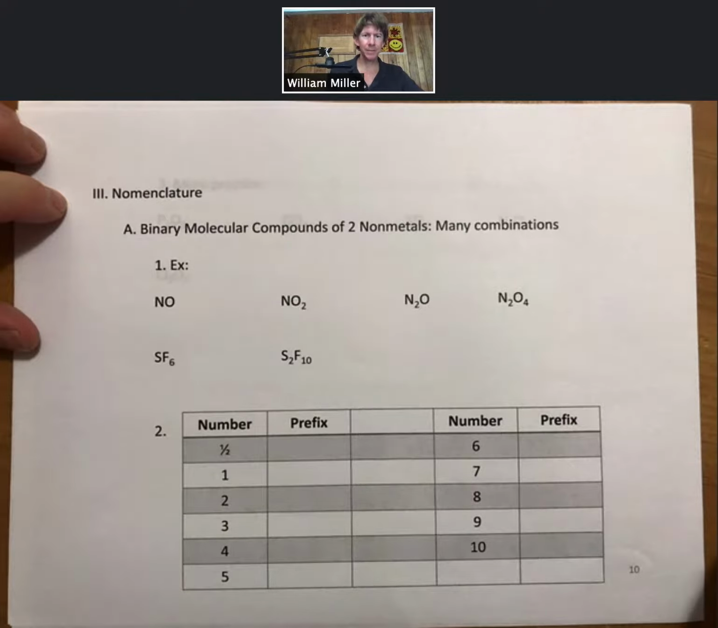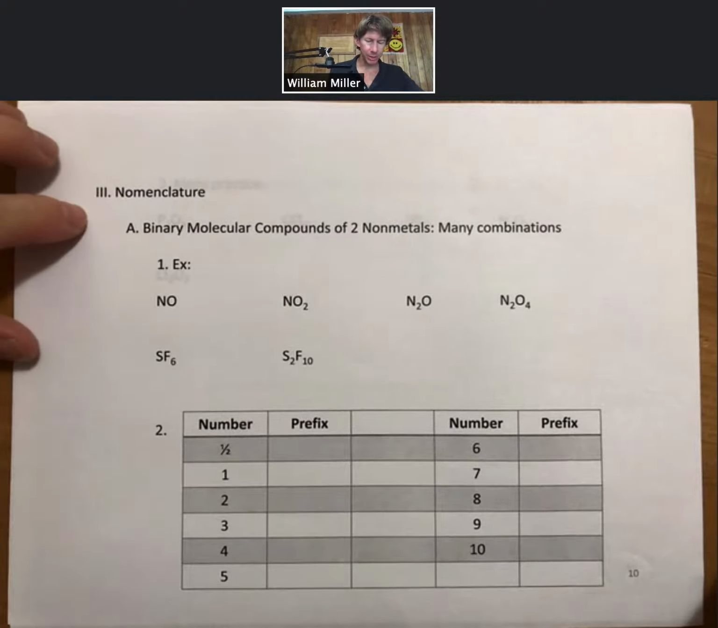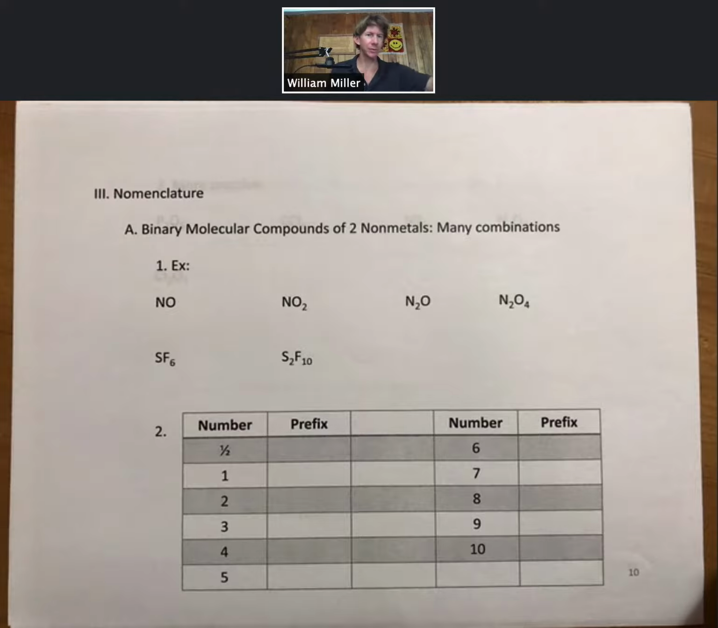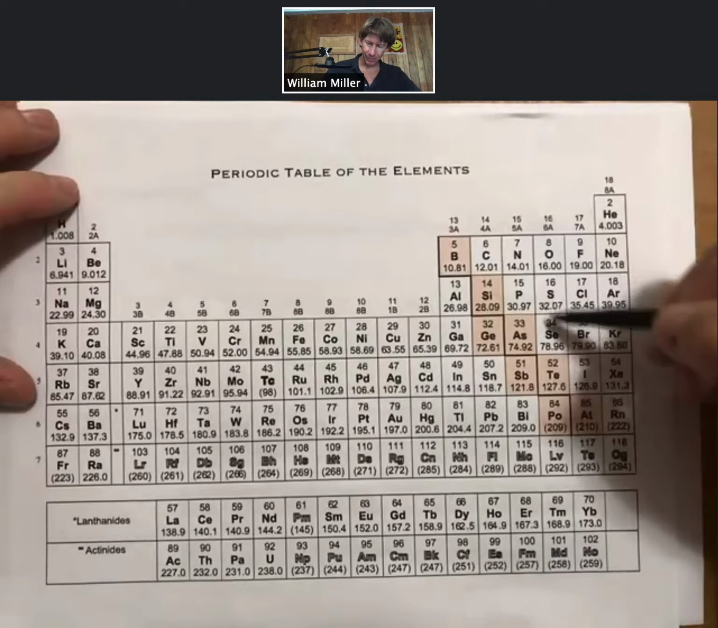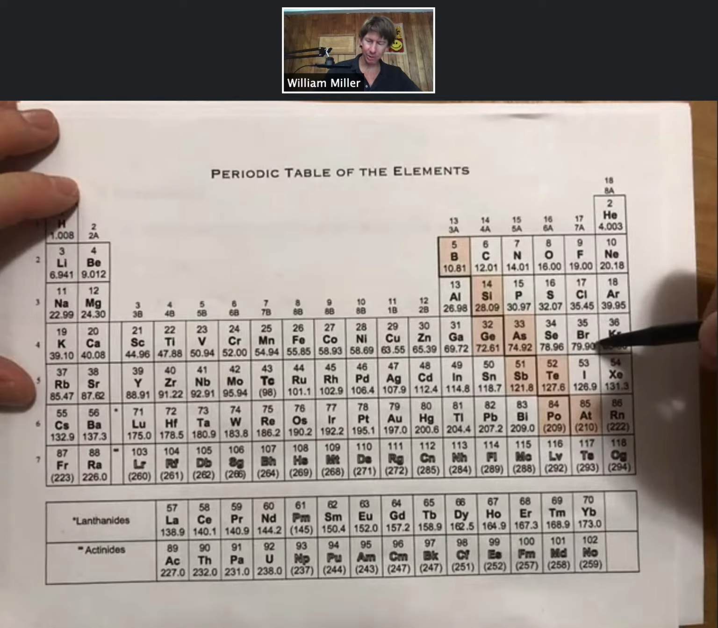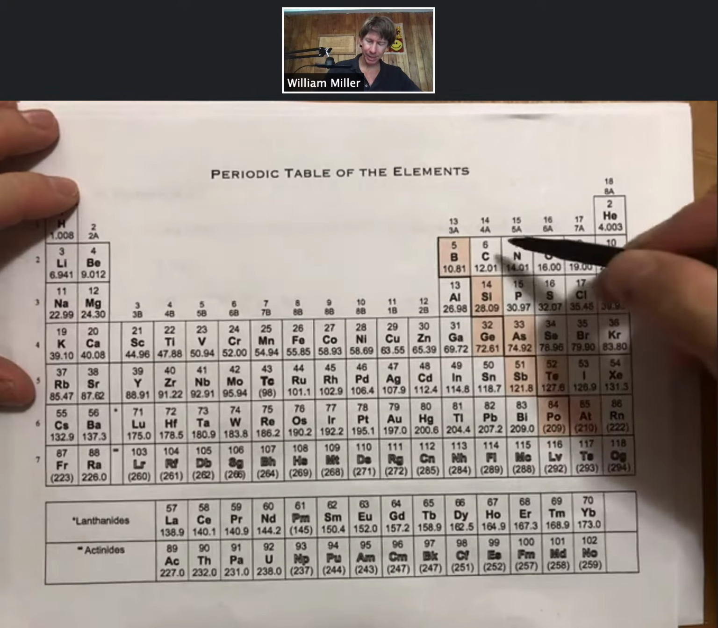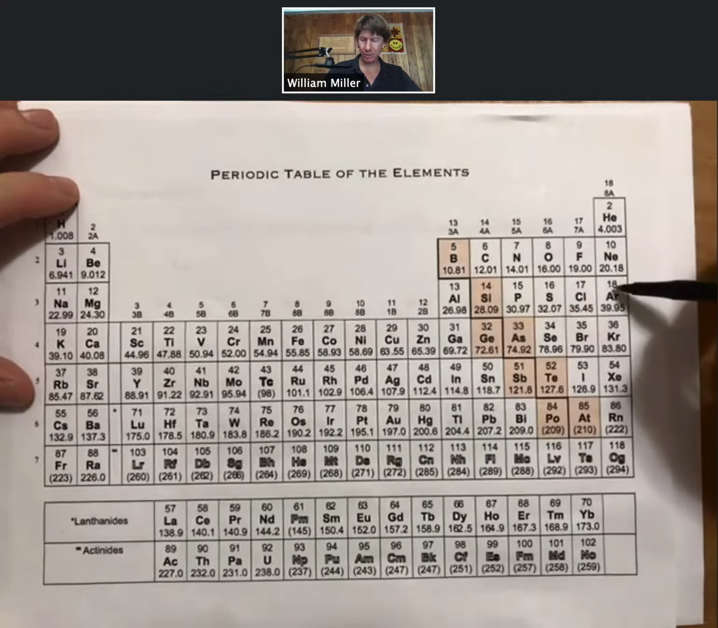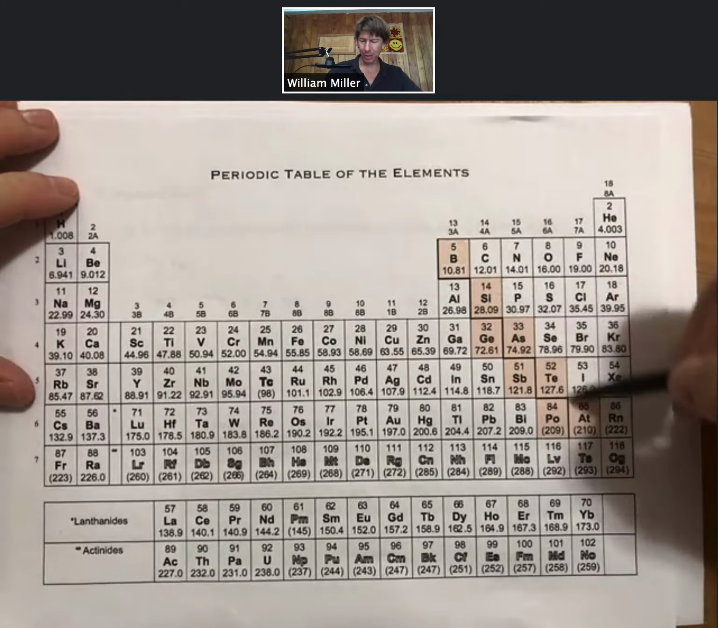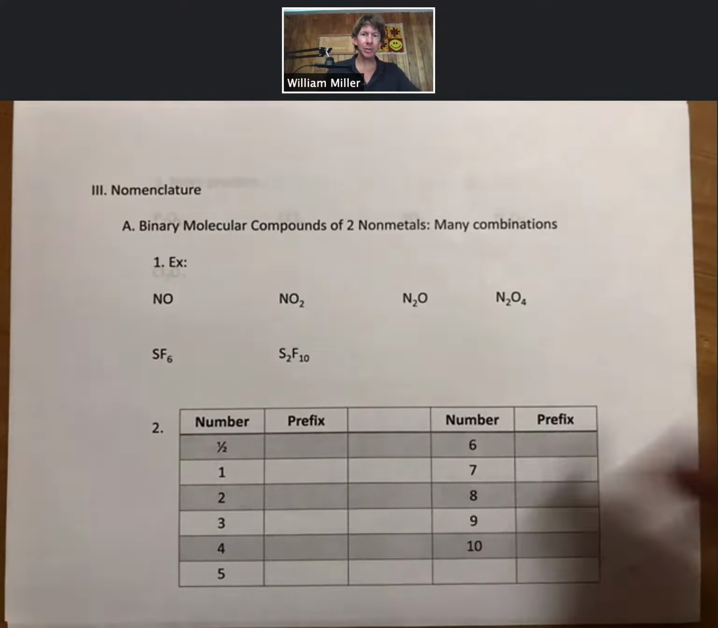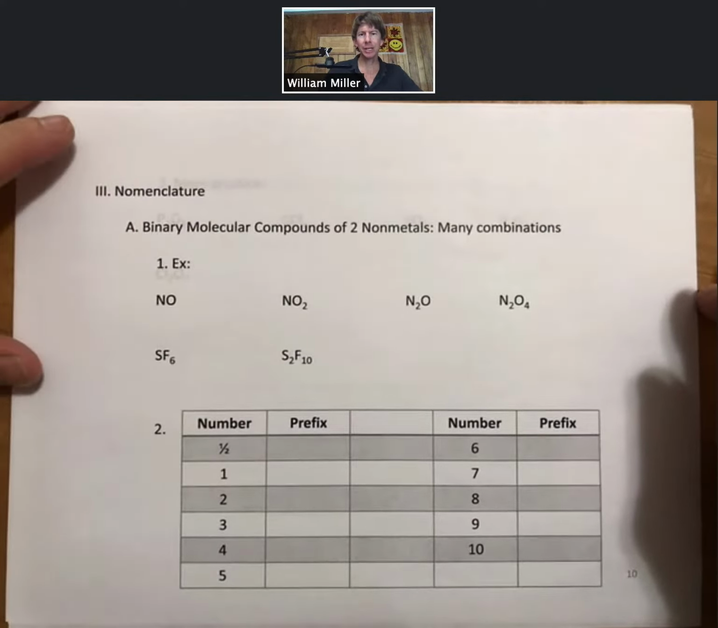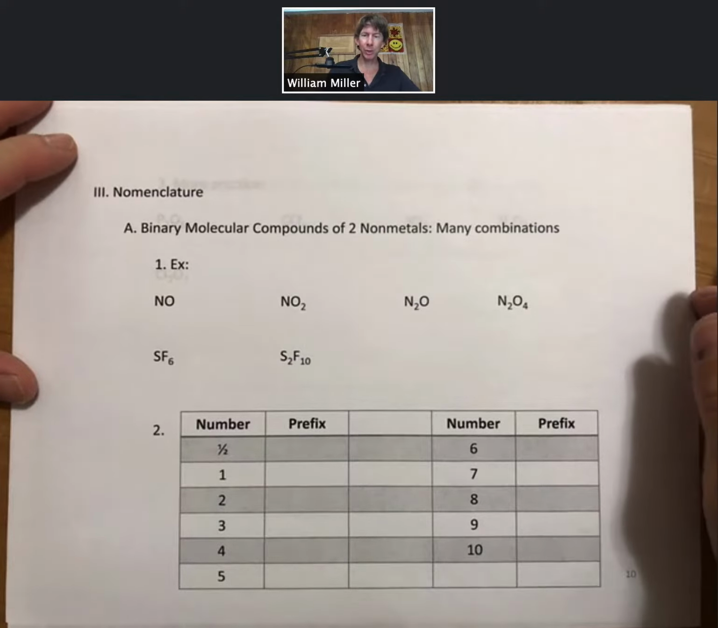With nomenclature, let's talk about binary molecular compounds of two nonmetals. Nonmetals are, of course, these elements in the upper right portion of the periodic table, including all the ones to the right of the metalloids colored in lines here. Turns out that these are going to be the covalent compounds as well, meaning they will have covalent bonds. They will form molecules with those covalent bonds, and there are many possible combinations.